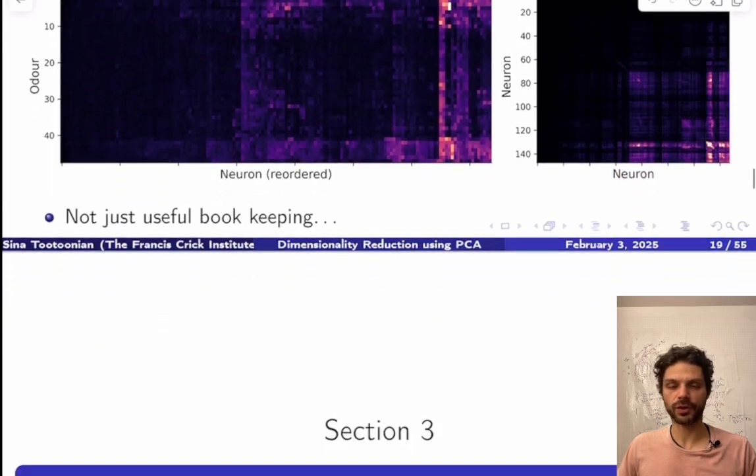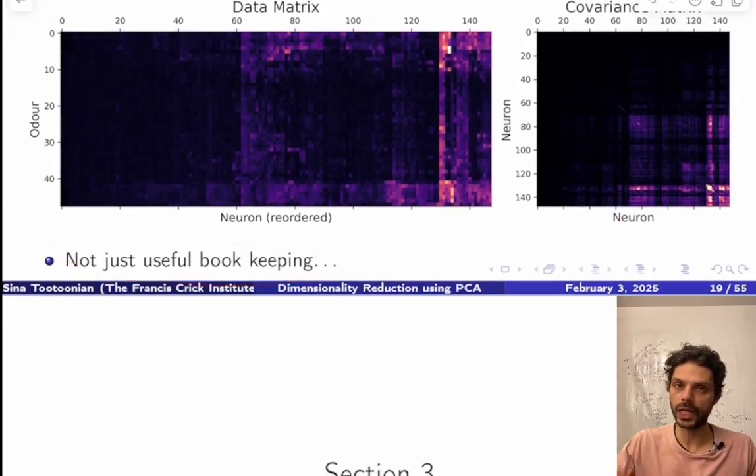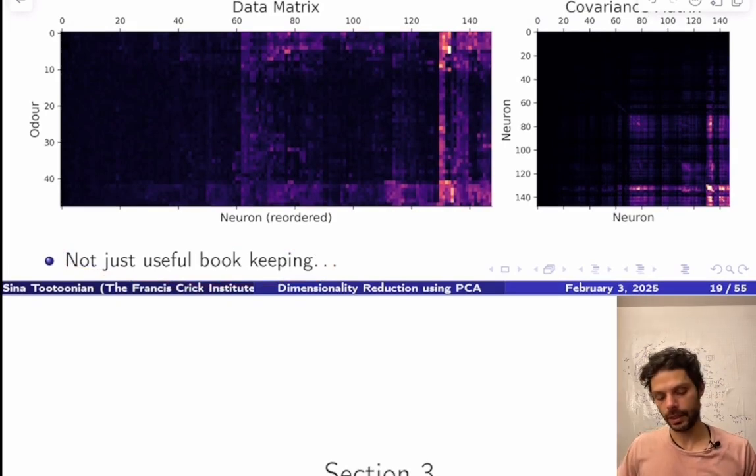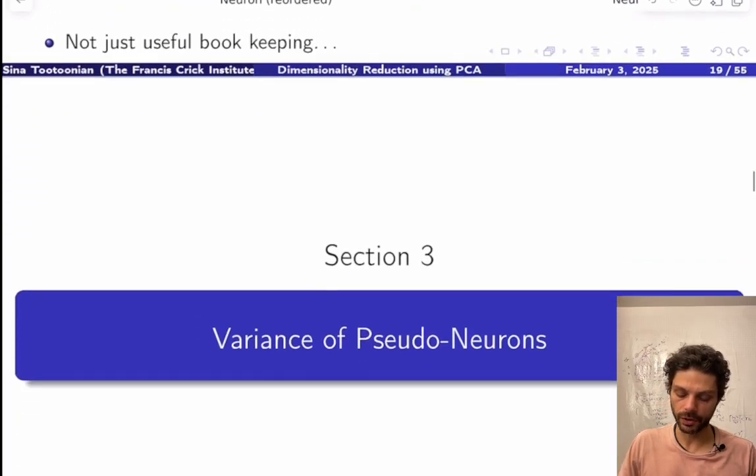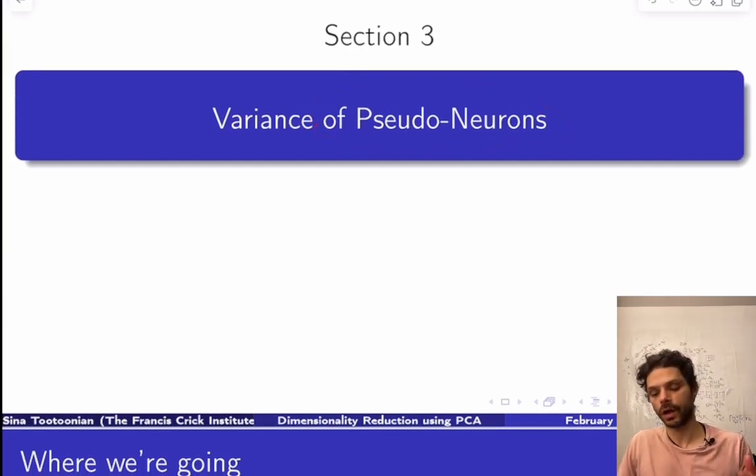Now it turns out that this covariance matrix isn't just useful for bookkeeping or doing pretty pictures, but it's going to be key to this whole notion of finding these maximum variance directions. So we're going to see how to do that by talking about the notion of pseudo-neurons. Okay, so we've been talking about neurons so far. Let's switch to talking about pseudo-neurons. And let's see where we're going.